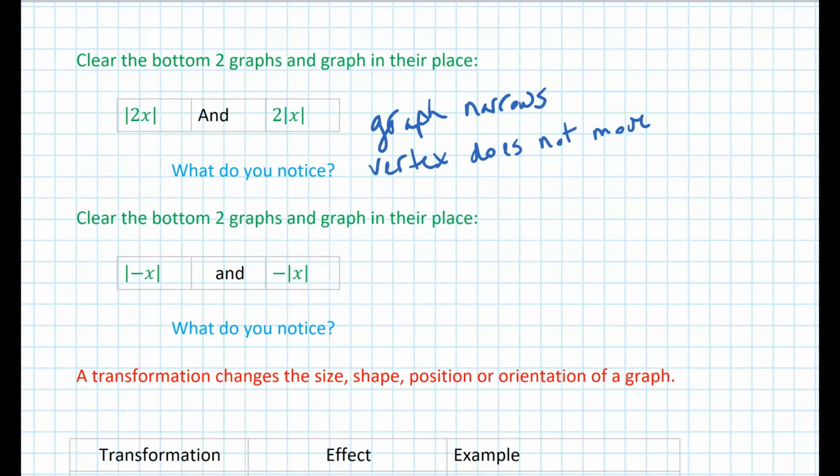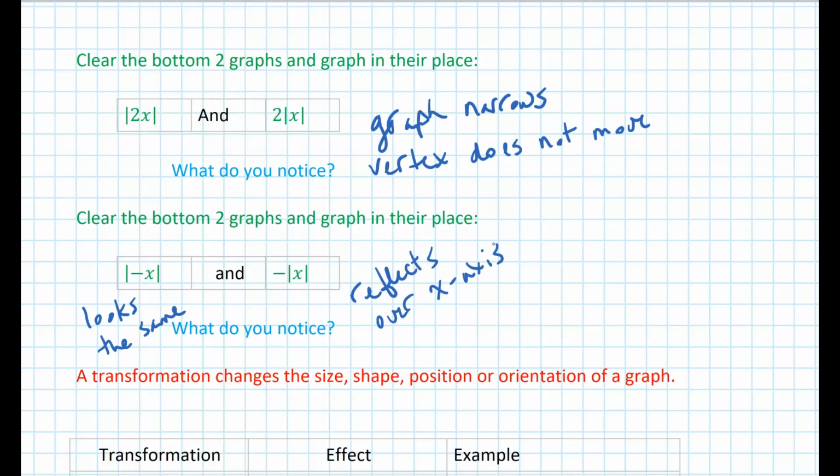Okay, what happened when you did the absolute value of negative x? What'd you see, Avani? It looked the same. Okay, so this one looks the same. Okay, what happened when we did the negative, Allison? It's now negative because the negative was on the outside of the absolute value. Okay, and what was the effect on the graph? Oh, it was a reflection. Reflection. Okay. And it reflected over the x-axis. So that one you can see, it flips down.